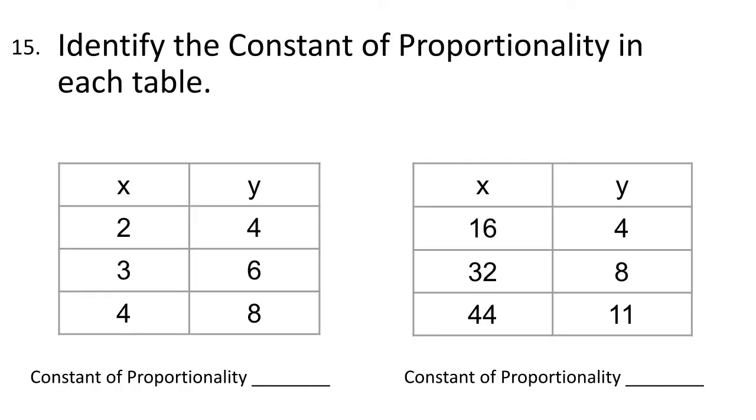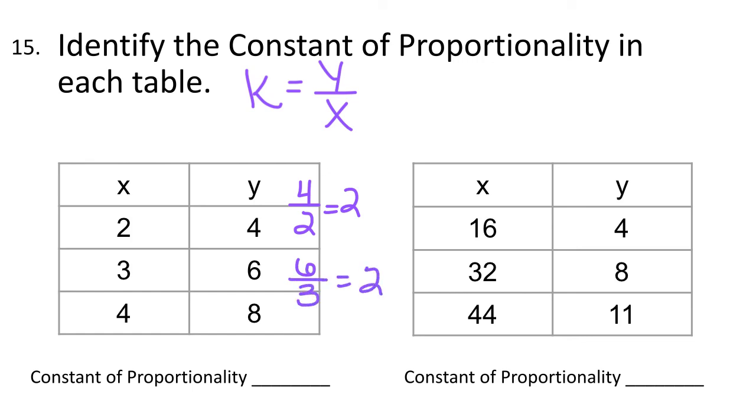Identify the constant of proportionality in each table. In order to find the constant of proportionality, we are going to divide y by x. Let's start on the table on the left. 4 divided by 2 is 2. Our next pair, 6 divided by 3 is 2. And our last pair, 8 divided by 4 is 2. So the constant of proportionality in the first table is 2.